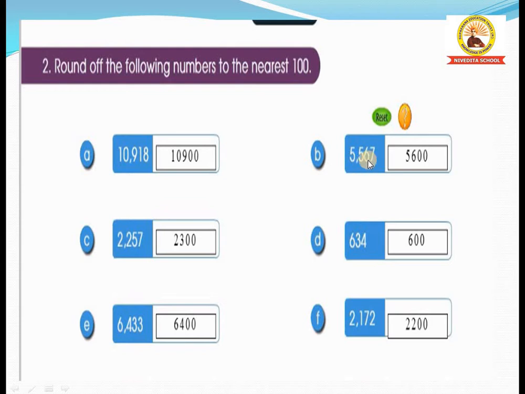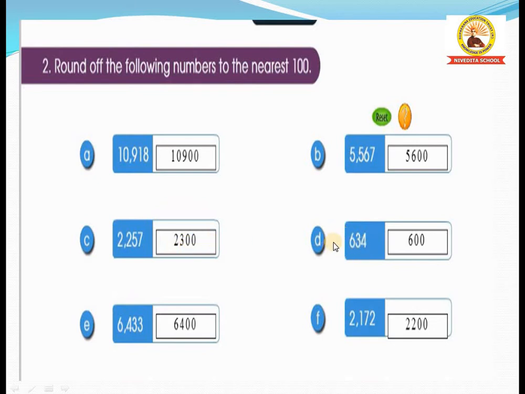5,567. So we have to see three numbers. 567, is it nearest to 600 or 500? It is nearest to 600. So we will write 5,600. Similarly, 2,257. See here, 257. Only three numbers we have to see for the nearest 100. So 257 is nearest to 200 or 300? Yes, it is nearest to 300. So we will write 2,300.